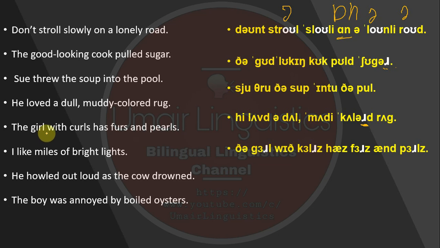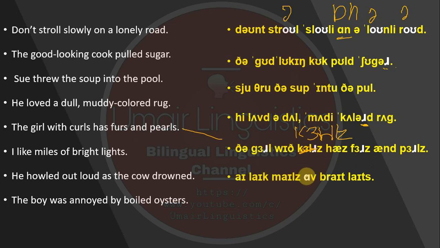Then this: the girl with curls. Sorry, actually it would be like this: curls. R will precede the L sound. The girl with curls has furs and pearls. But in British English, there would be no R in any of these places.